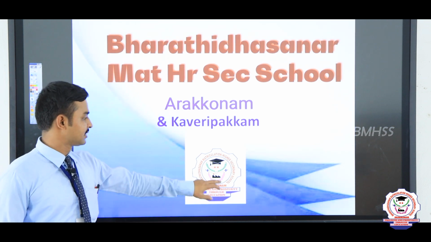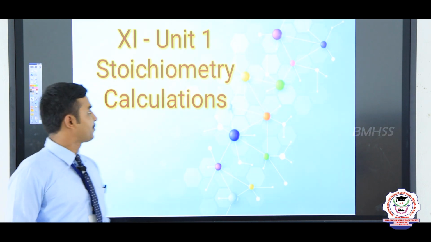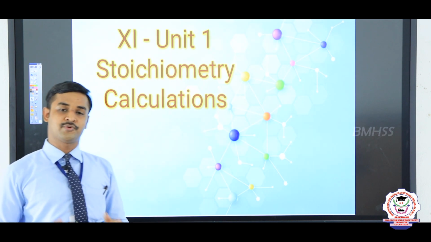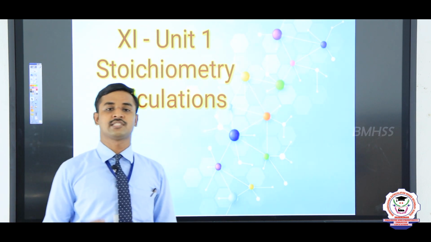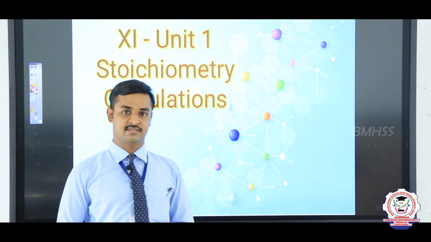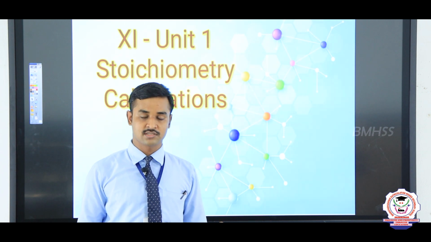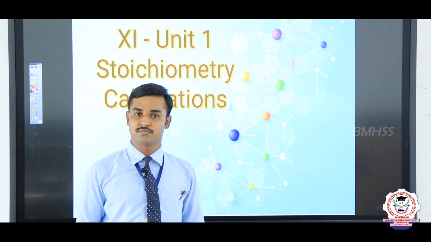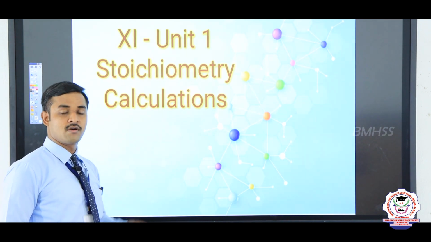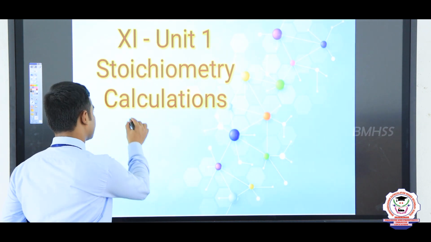Today we are going to see 11th Chemistry, first unit. Our topic today is stoichiometry calculations. Before that, we already know about stoichiometry. Stoichiometry helps us to balance the equation, and by balancing it we can know the moles, molar mass and volume of the reactants and the products. So the first step, after understanding the question, is to write the balanced equation.